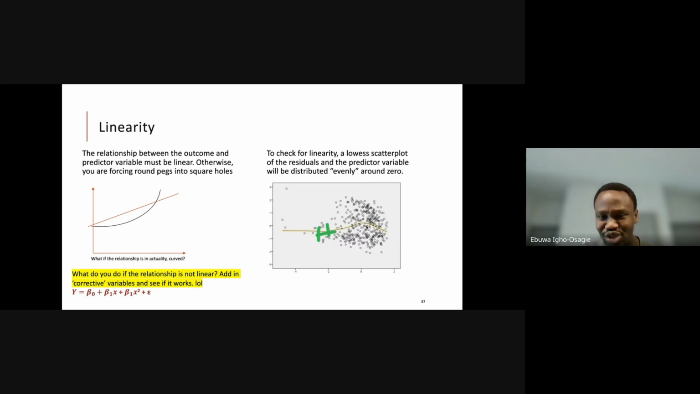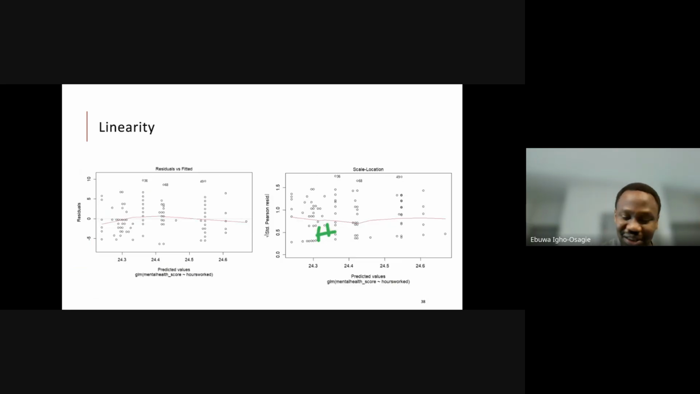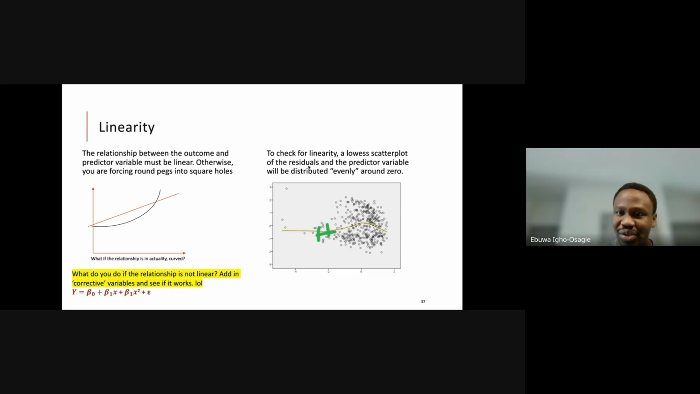Here, this is not a straight line. Why? The majority of the data is here and here. This is clearly a curve, right? So this is really just an eyeball test. But here, remember we said it is your residuals versus the predictor variable.